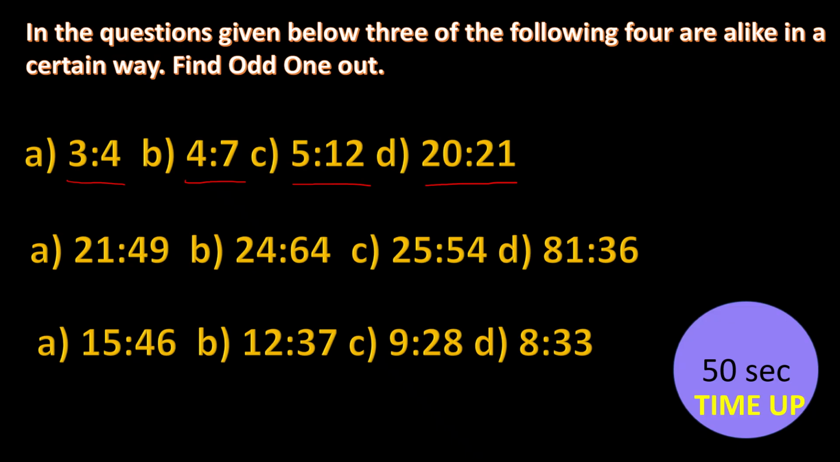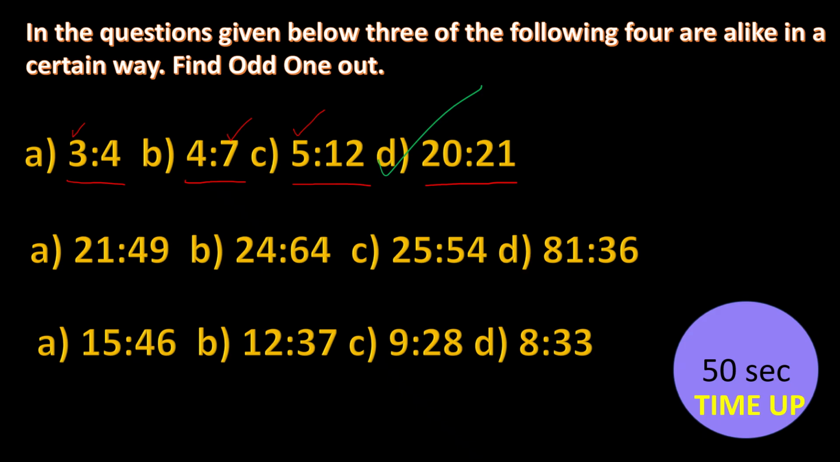So if you carefully check, 3 is a prime number, 7 is a prime number, 5 is a prime number. But if you see in D option, 20 as well as 21, they are not both prime numbers because they are divisible by some other numbers. So it is not a prime number. So clearly you can say that D is the correct option because they are not prime numbers. So D is the correct option.